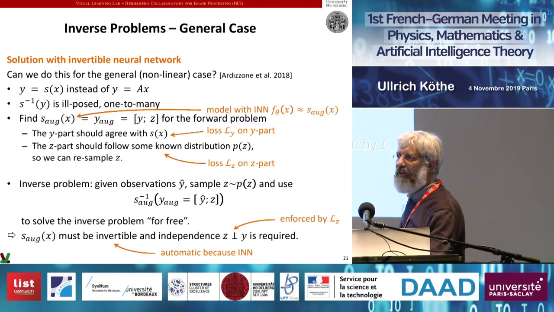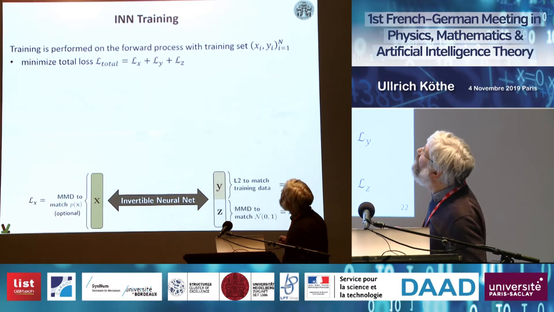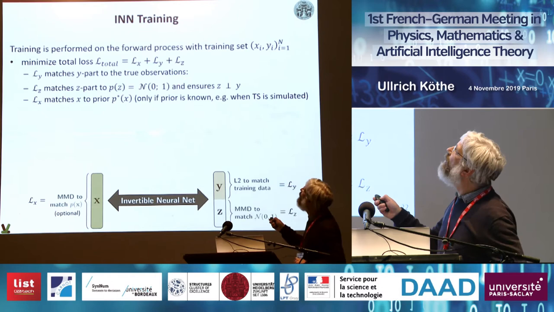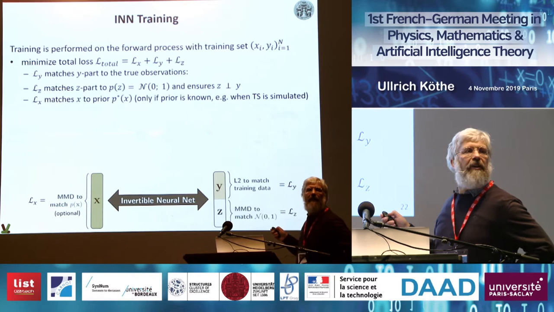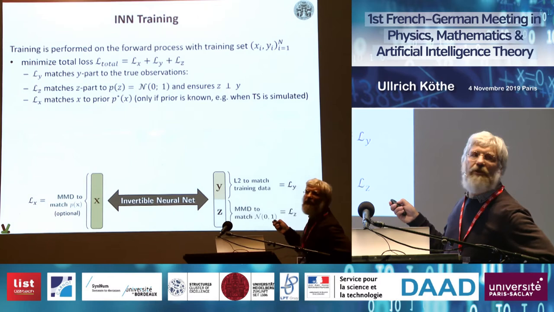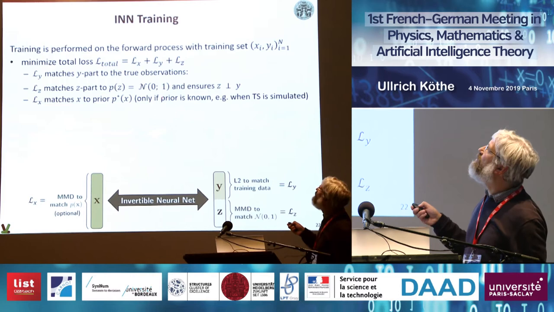So here are the losses. The total loss is just three terms. I explained Y and Z, and the loss on X is optional. Ly matches the Y part to the true observations. Lz matches the Z part such that we get a standard normal in the appropriate dimensions.